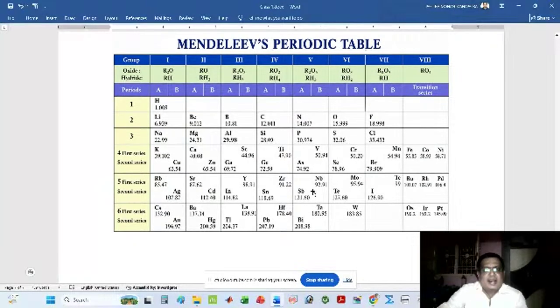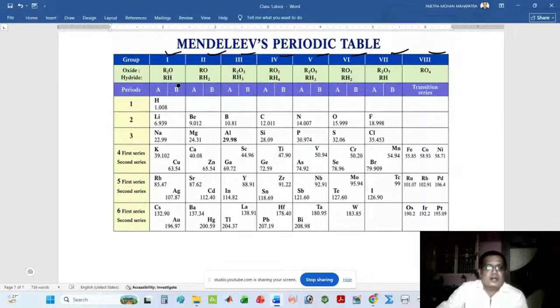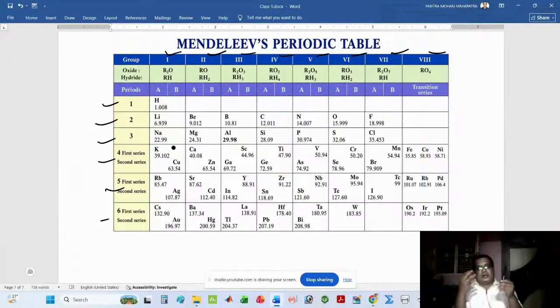Here, 8 groups are present: Group I, II, III, IV, V, VI, VII, VIII. Here, 6 periods are given: 1, 2, 3, 4, 5, 6. Remember, the Mendeleev periodic table is one of the demos. It helps in the classification of the modern periodic table. The modern periodic table is an improvement of the Mendeleev periodic table. We can say that the modern periodic table is the improved Mendeleev periodic table.